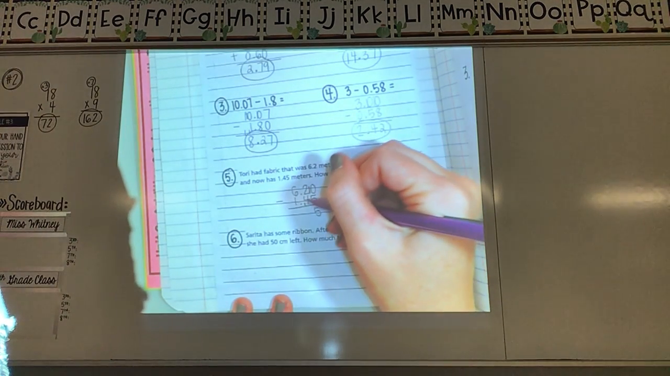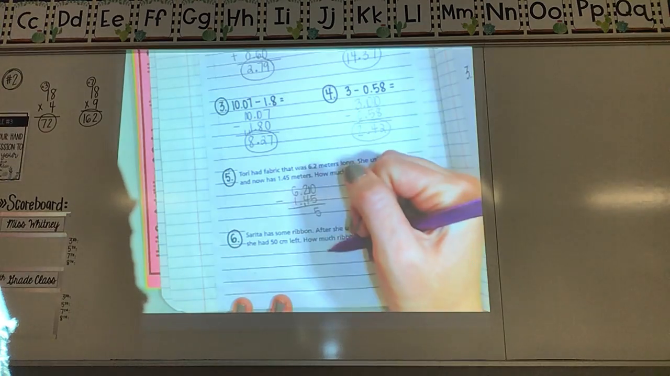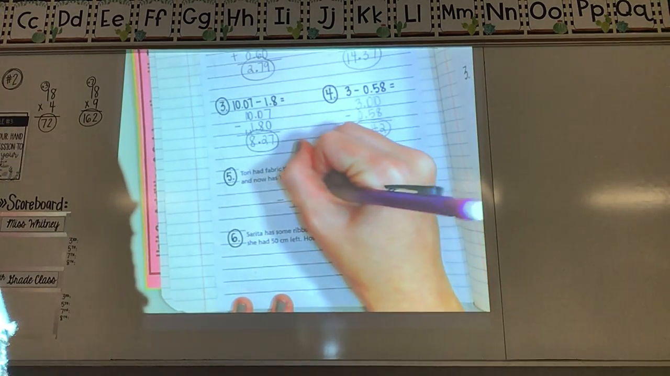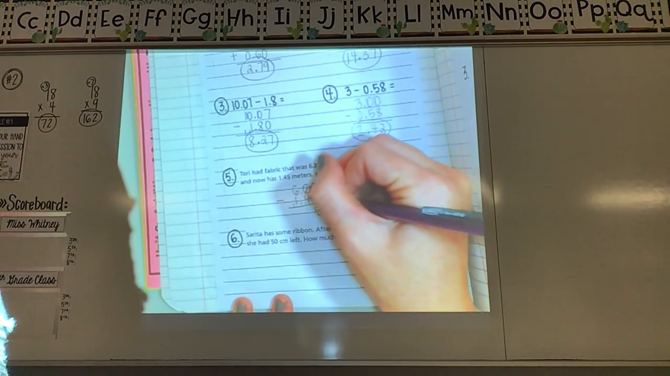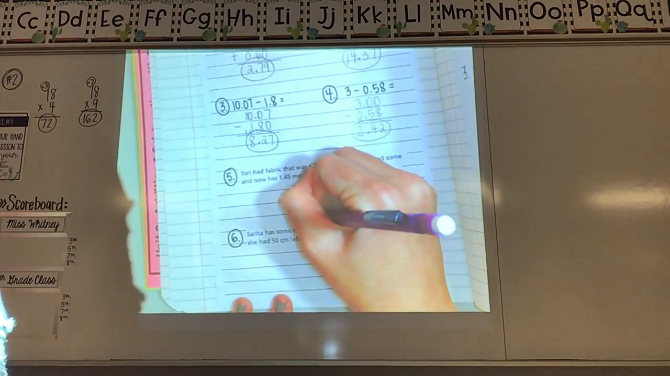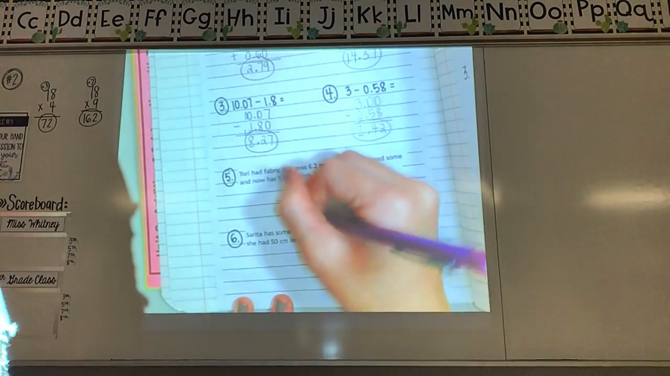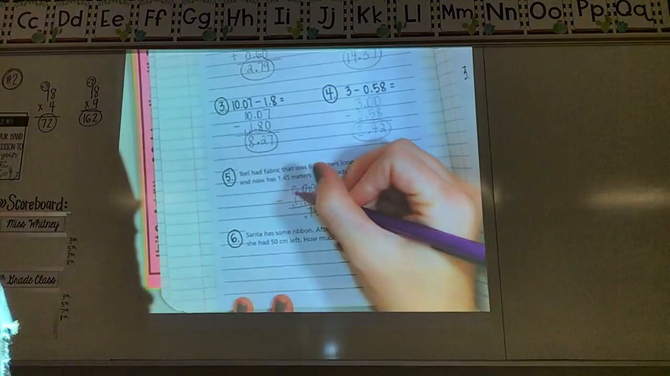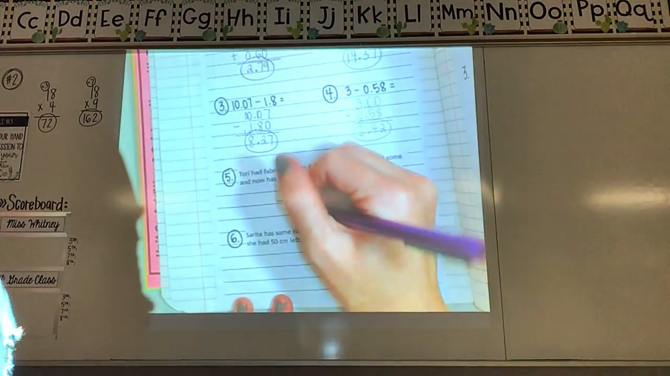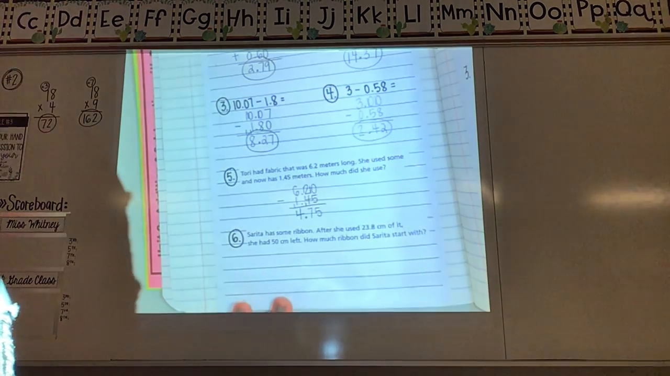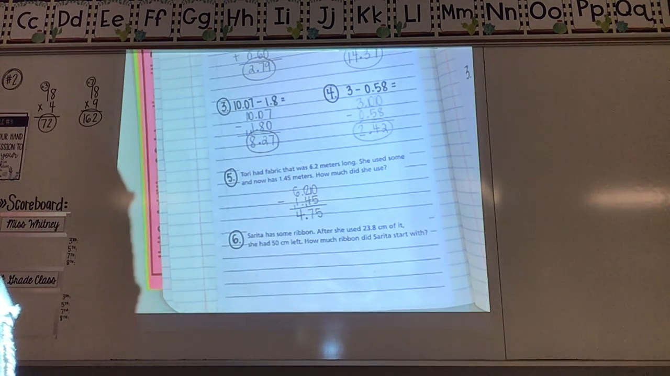2 minus 5, I cannot do that either, so take 1, give 1. 12 minus 5 is 7. I'm to my decimal. What do I do when I get to my decimal? Copy it down. 6 minus 2 is 4. So 4.75. If you are not doing take 1, give 1, and you are borrowing, you should still get 4.75. Either method will work out fine.